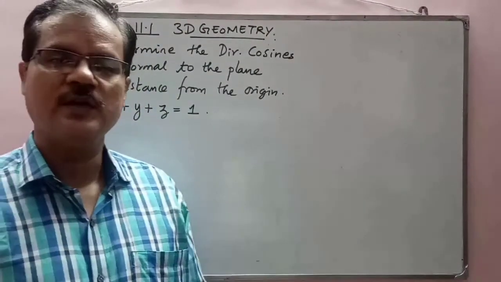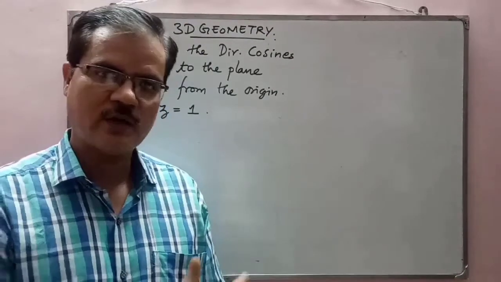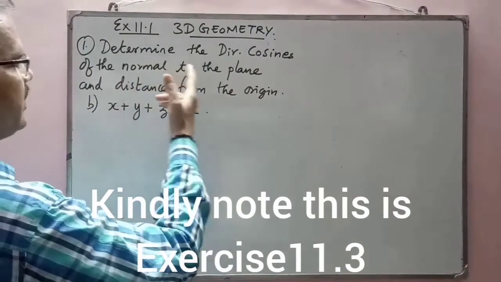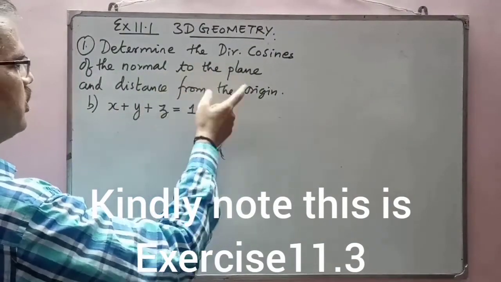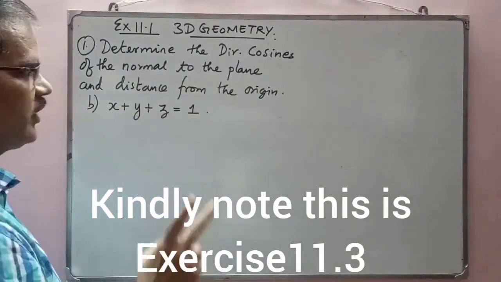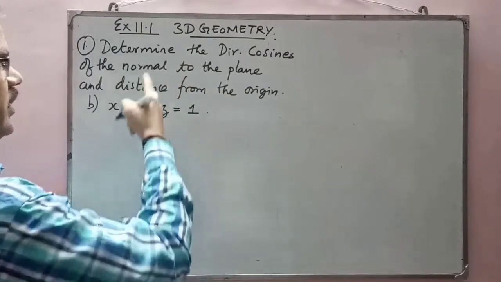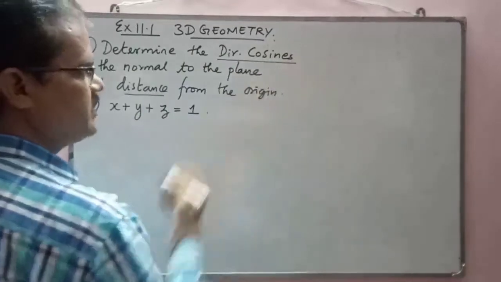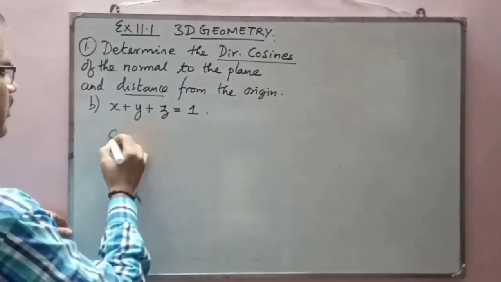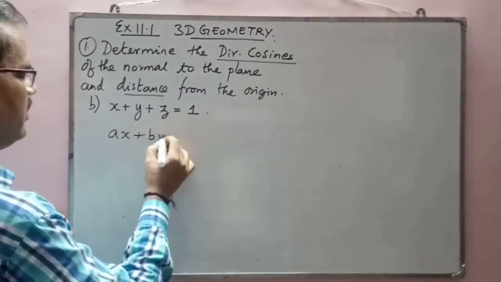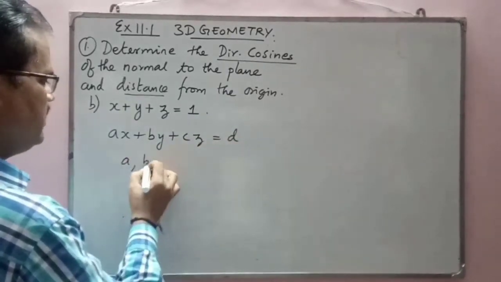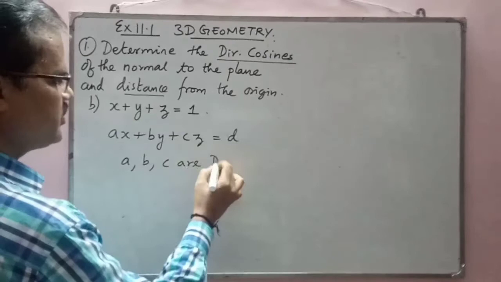I request you to see the 11.3 concepts video and come back to these exercise problems. The first problem says determine the direction cosines of the normal to the plane and the distance from the origin. We need to find two things: the direction cosines and the distance. The given question is in the format ax plus by plus cz equals d, where a, b, c are direction ratios.